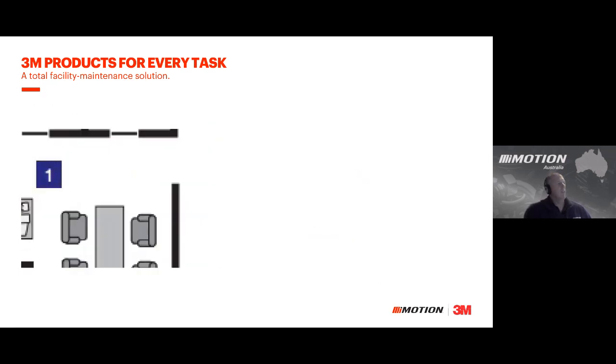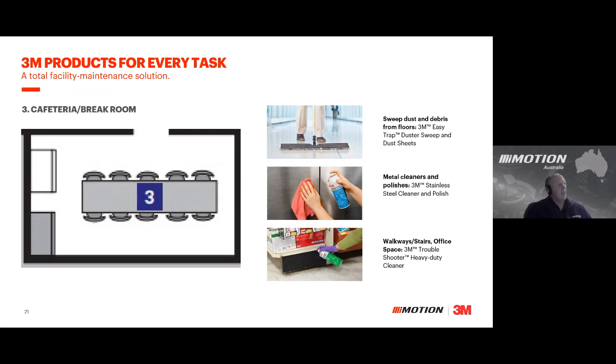Thanks, Shevlin. As we scoot over to the cafeteria break room that we find in factories and tours as well. Once again, there is that sweeping and cleaning up area, whether it's metal polishes, and also some of the troubleshooter product, the heavy duty cleaner from 3M, which is shown here in the form of an aerosol spray can. So there's a range of different products, as you can see, that's going to cover a multitude of areas in just a small section of that factory plant so far.